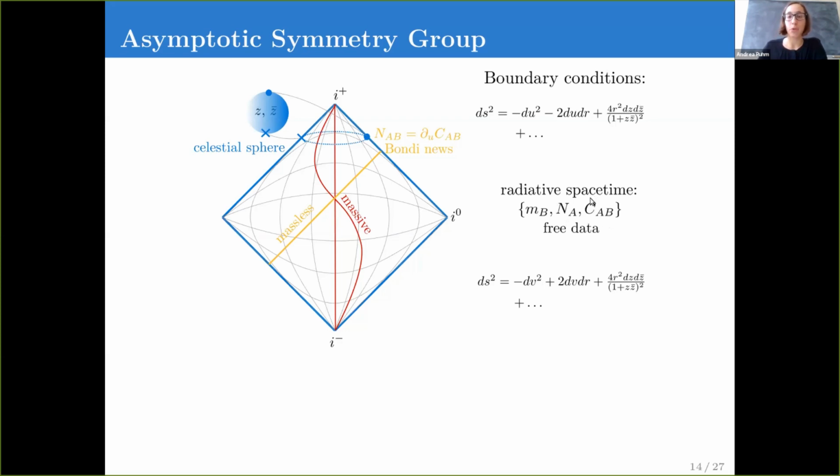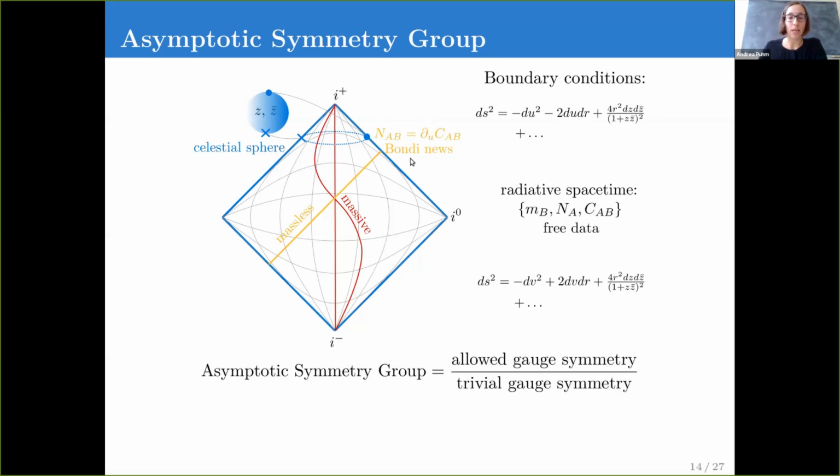Of particular importance will be the change of the gravitational data with respect to retarded time. And this expression defines the Bondi news tensor. So this is in a sense a dynamical graviton mode. Now the asymptotic symmetry group is then defined as the set of allowed gauge transformations that respect the chosen boundary conditions, modded out by the trivial ones. And by trivial ones, I mean gauge transformations that vanish at the boundary and denote the redundancy of the theory.